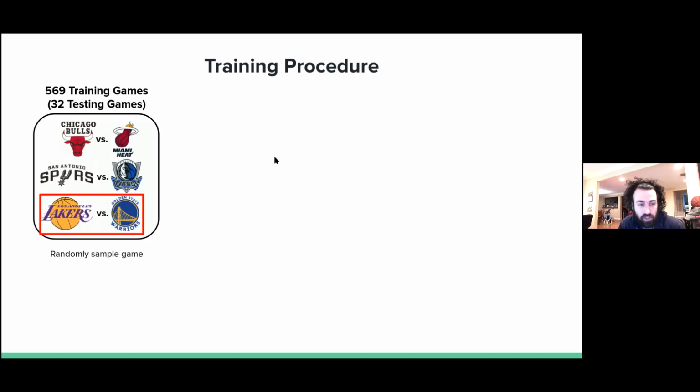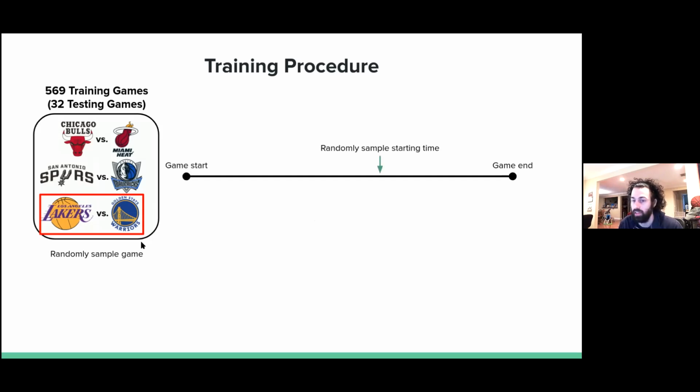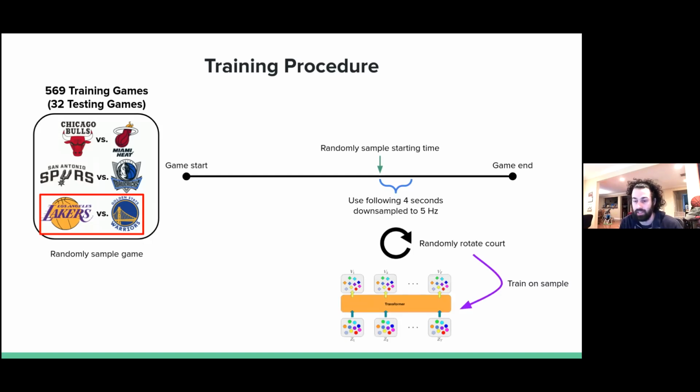How do we train our model? We used 569 games from the 2015 to 2016 season as our training set, and held out an additional 32 games that we used for testing. The training procedure was this online sampling regime, where we began by first sampling one of the games out of these 569. We then randomly sampled a starting time from that game timeline, and then used the following 4 seconds of data downsampled to 5 hertz from the original 25 hertz. Next, we randomly rotated the court to account for the fact that whether the team's going from left to right or from right to left is completely arbitrary. And finally, we trained on that sample.